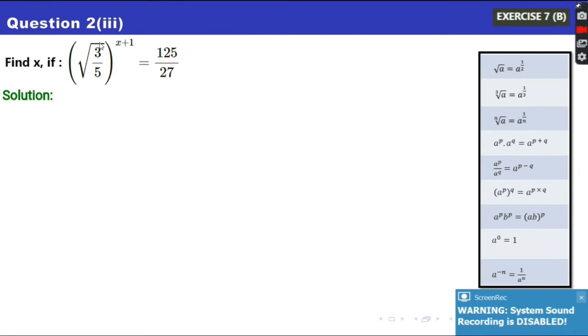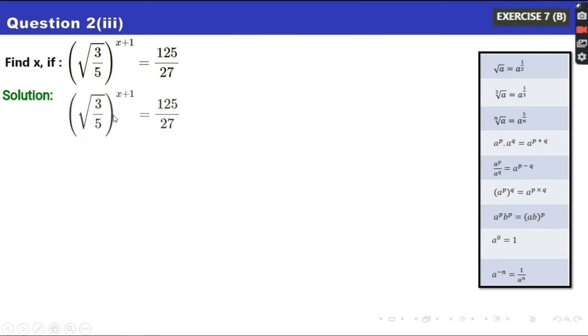Okay, so we have another question. I'm taking question number 2, sub number 3. Here let's try to apply this law. You know that square root of a is nothing but a to the power half, and you can apply this law as well, because the nth root of a is equal to a to the power 1 by n. If I apply this, see here carefully, this one is given to us. Square root means we have 2, isn't it? So this 2 goes to the denominator of the power, as you can see here. Here we have 2, and that 2 goes to the denominator of x plus 1.